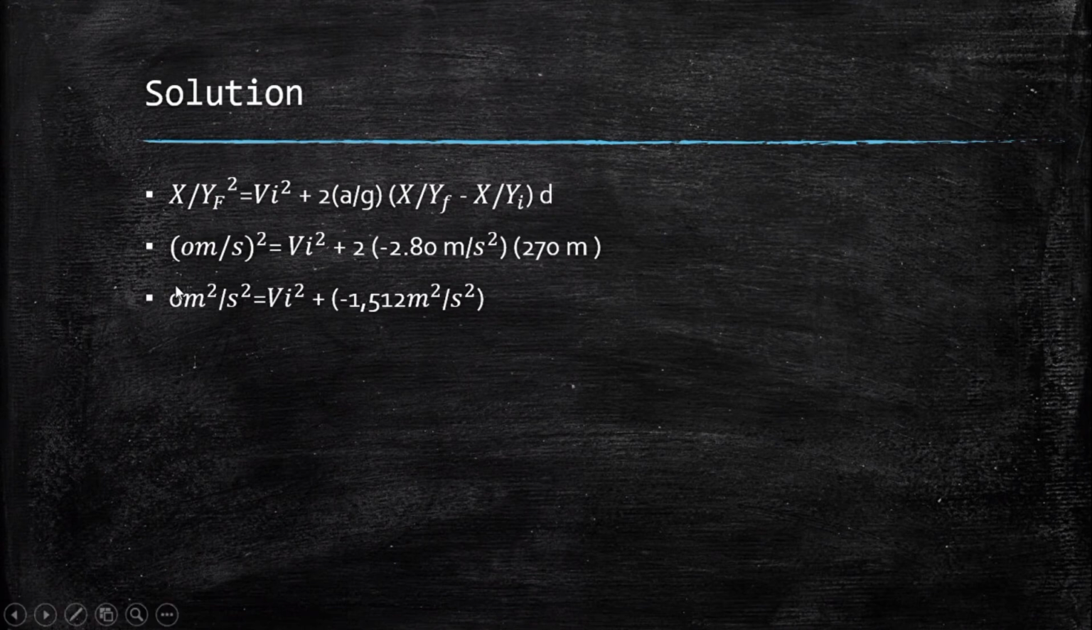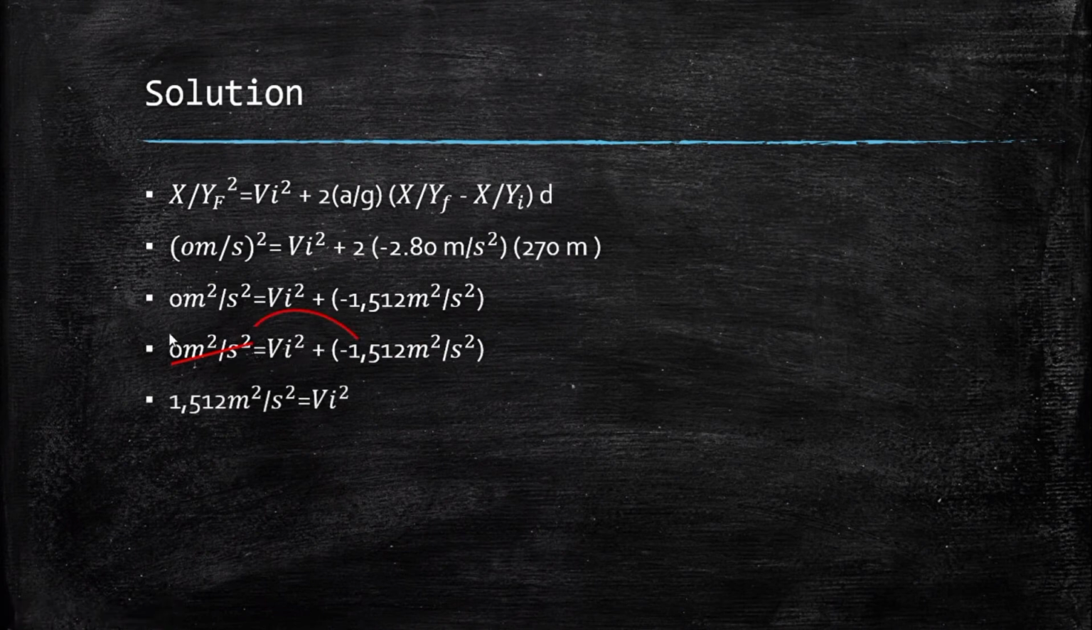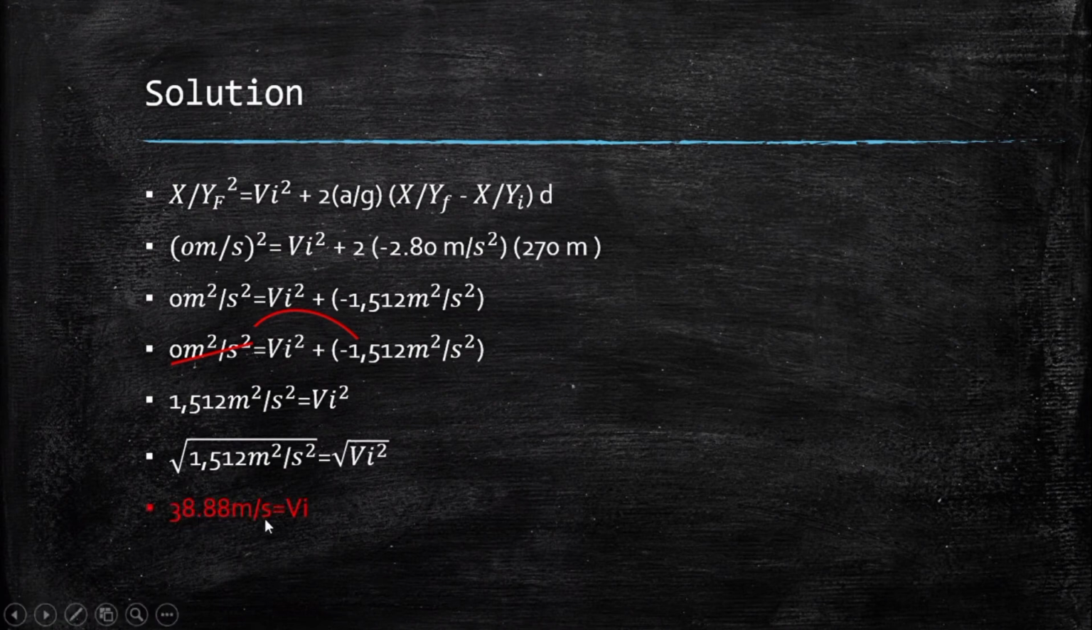Nagiging 0 meter squared per second squared. And then yung initial velocity. And ito yung total ng tatlo is negative 1,512 meter squared per second squared. And then ang gagawin natin ay cancel kasi zero value lang naman to. And move natin to. And then yung gagawin natin na naging positive na siya ay square root. Square root natin and yung sagot is 38.88 meter per second at ito ang ating initial velocity.